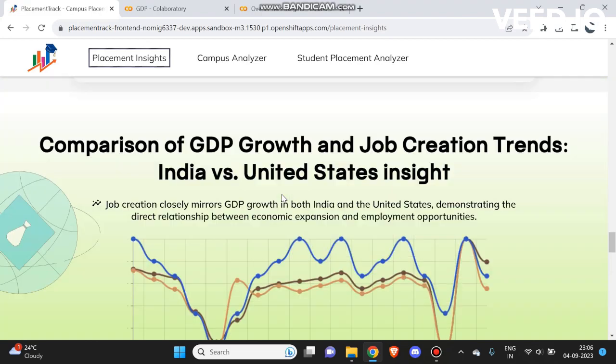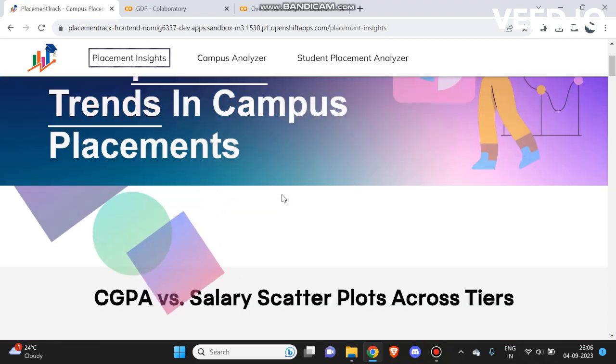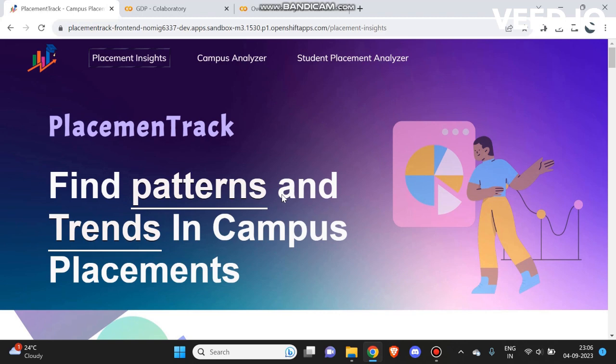So this is all about the home screen, and this gives us all the general insights that a student or college management can get by observing all the three tier colleges.